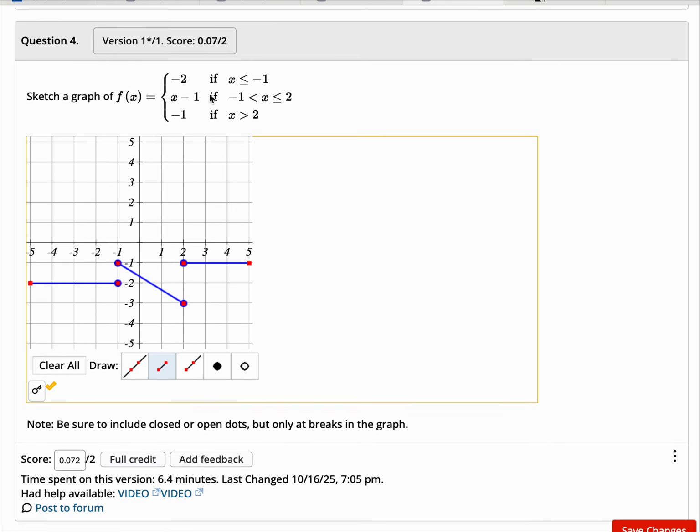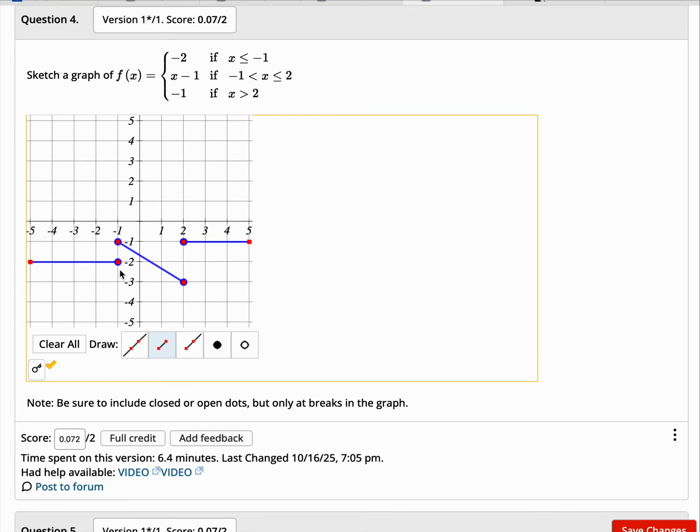Let's take a look at this one. So -2, that looks good. And then right here, that looks good. I'm questioning this one though. So if x was -1, and we put that right there, -1 minus 1, so that should be at -2. That should be connecting right there at that point. And if we plug 2 in here, 2 minus 1 would be 1. And so that would be right there.